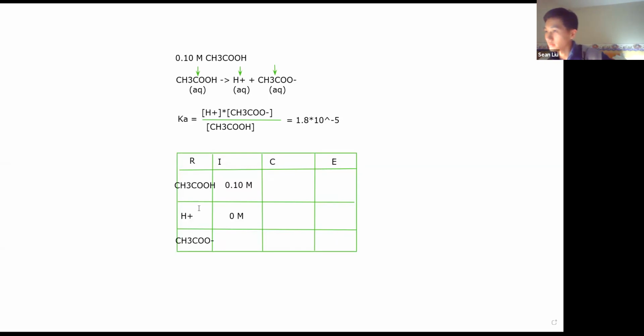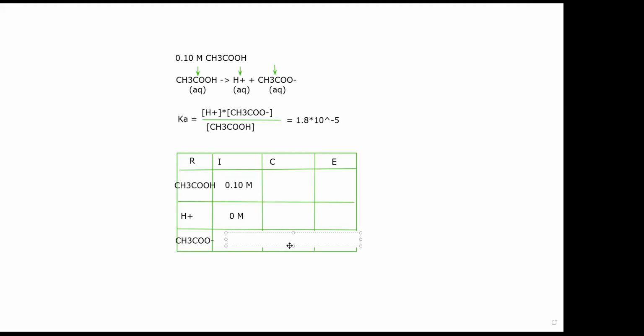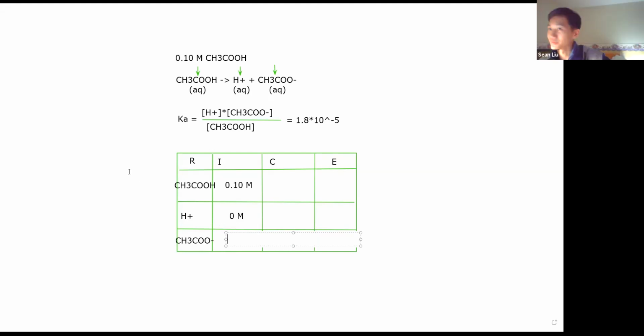Anyway, H plus is 0. Knowing H plus is 0, can you tell me what acetate is? 0 as well. You get why it's 0, right? Because you also start out with no conjugate base. You start out with none of it before you separate. So it's going to be 0 molar as well.